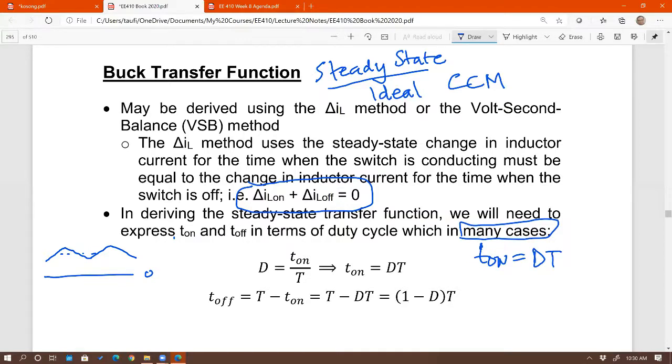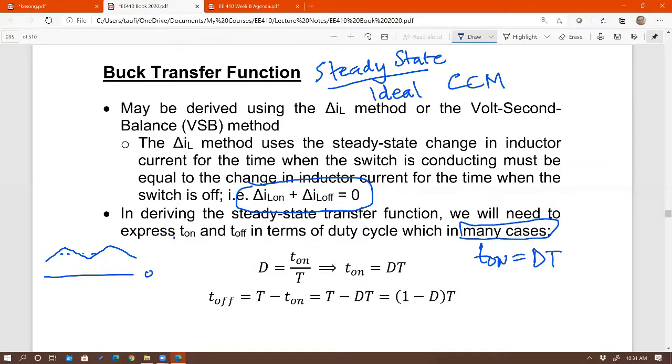How do I get that equation? From this, right? Remember the definition of duty cycle? This is the definition of duty cycle, isn't it? The duty cycle is T on over T. So from there, I could solve for T on. So T on is equal to dT, right? So we've seen that before.